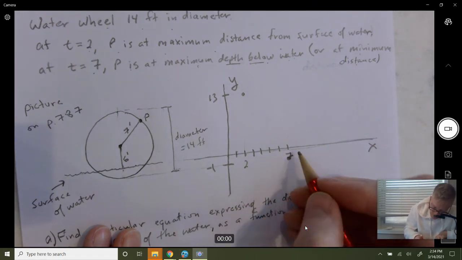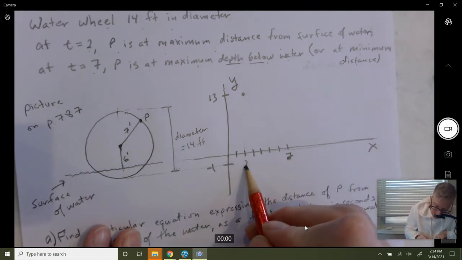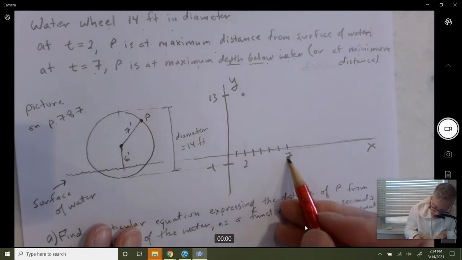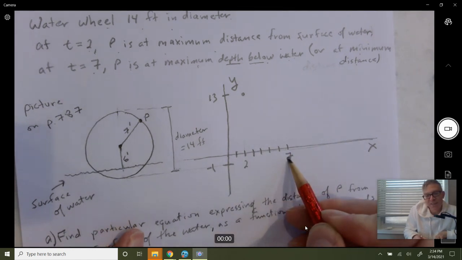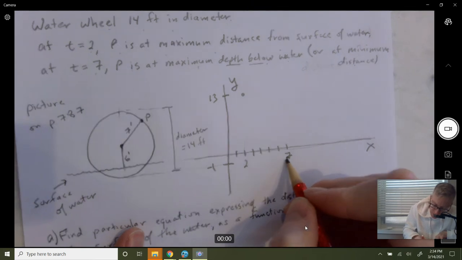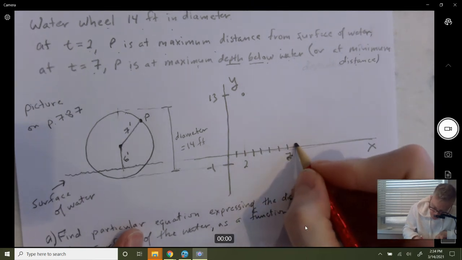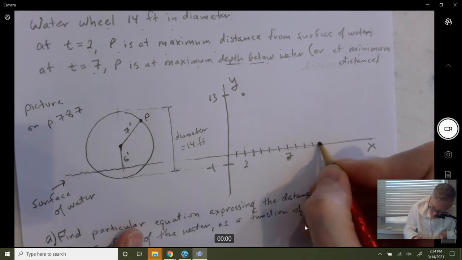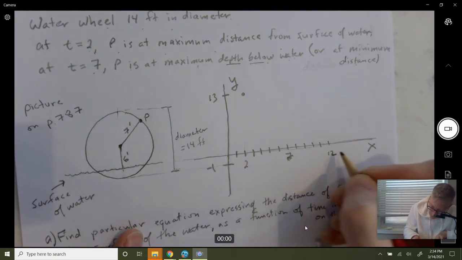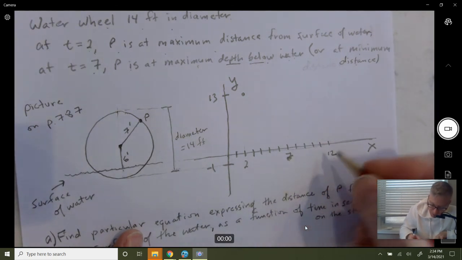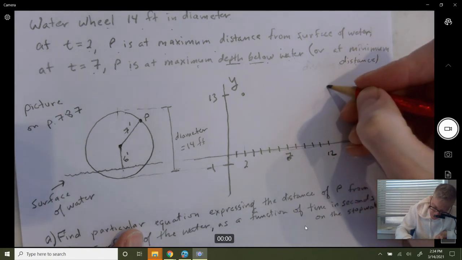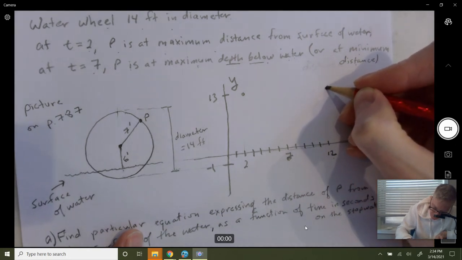Okay, which means it takes 5 seconds to get from the top down to the bottom, which means it's going to take 5 more seconds to get back to the top. So if we go 7 seconds, 1, 2, 3, 4, 5, we're now at 12 seconds reading on the stopwatch. And at 12 seconds, we're back to 13 feet above.